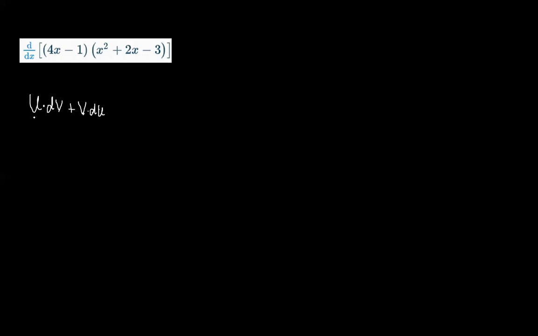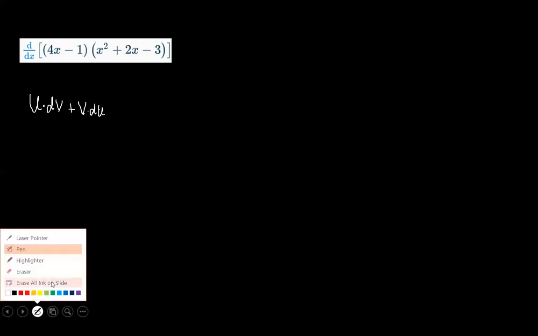Or basically just try to memorize this one by saying it out loud: U dV, V du. U dV, V du. That's it. Let me rewrite it properly: U times dV plus V times du. So, which one is your U and which one is your V? It's up to you.